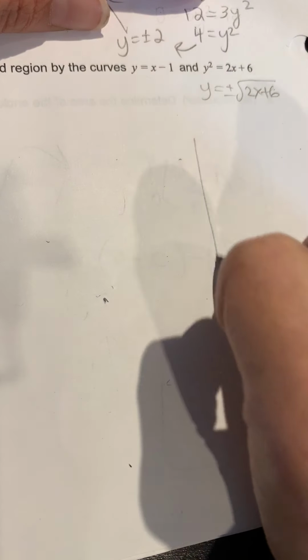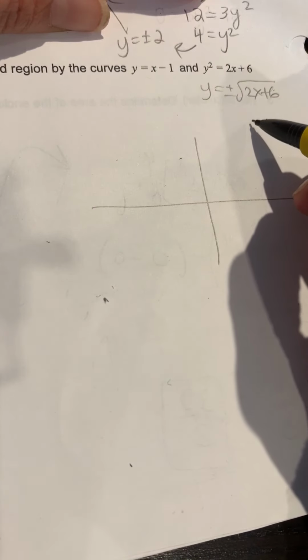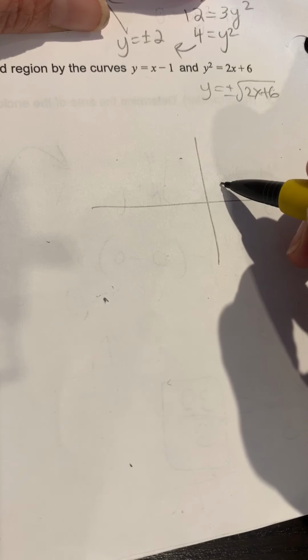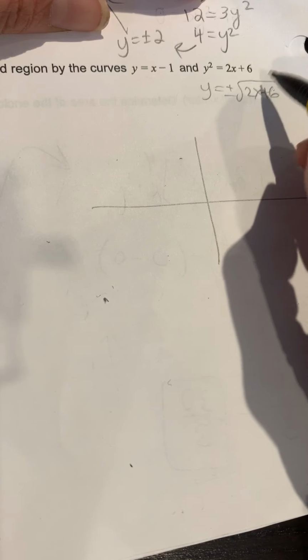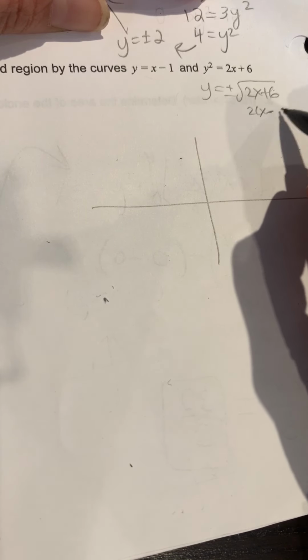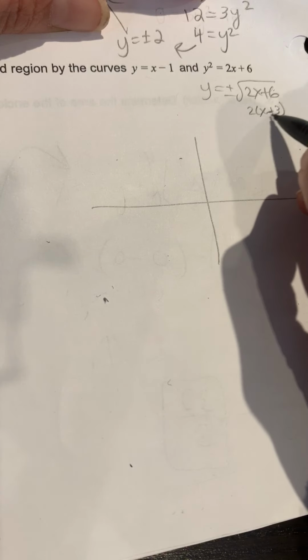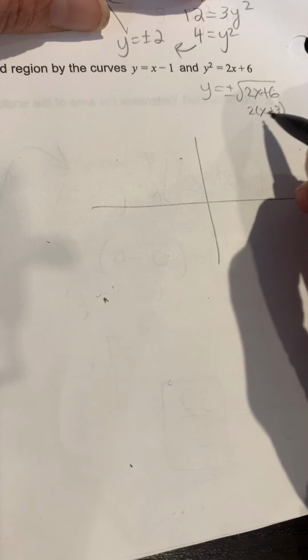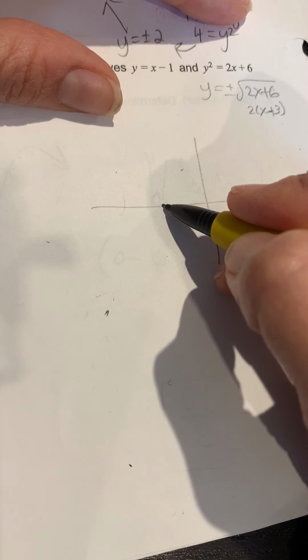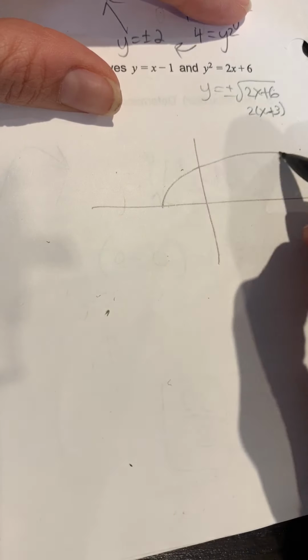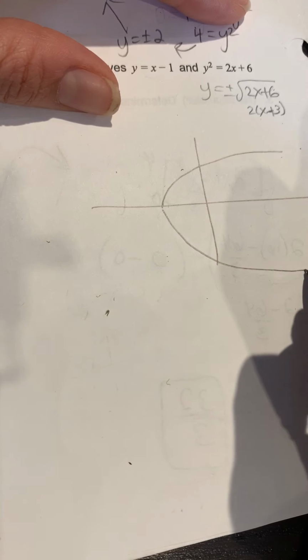Let's get a picture of it doing that. If this is y, this would be y is equal to plus minus the square root of 2x plus 6. This graph would look something like this. It's a radical function shifted left, right? Because this is like 2x plus 6, so that's a shift to the left 3, but then there's a stretch. So you don't have to have it perfectly, but you just need to know it looks something like this.